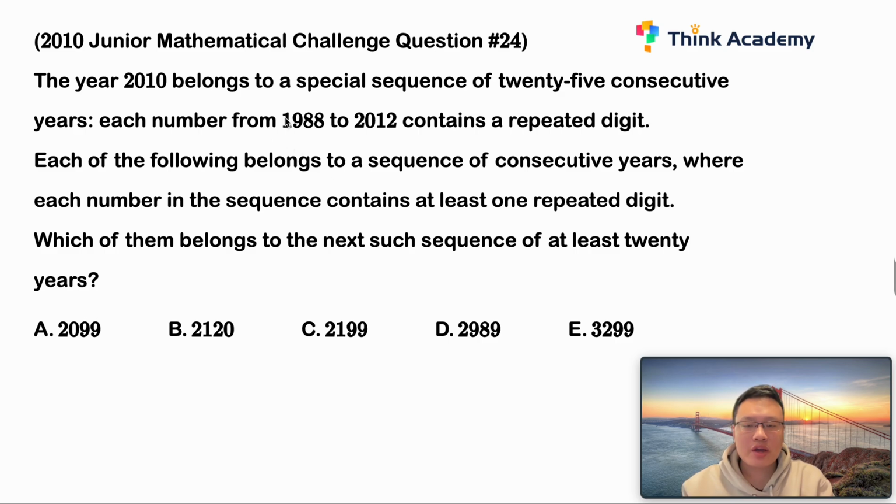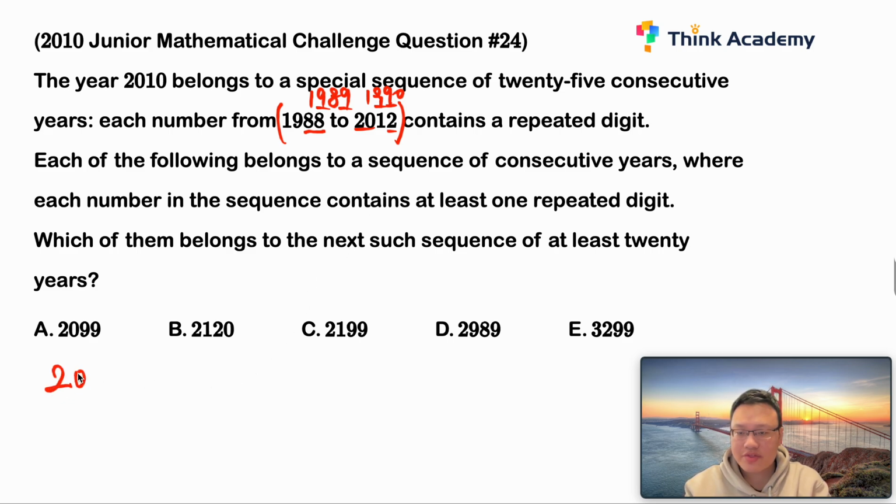So guys, to fully understand the question, you will see that from 1988, you got 88. That's why we have two repeated digits. And then next year, 1989, also you got two nines here. And also 1990, two nines. And of course, as for the last one, 2012, you got two 2s in that four-digit number.